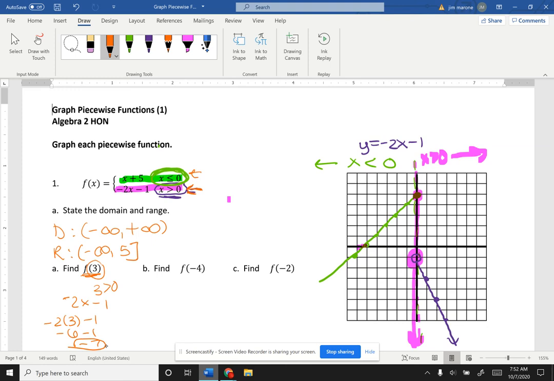The next one, f of negative 4 is less than or equal to 0, so I use the first function, x plus 5, because we're using it when x is less than or equal to 0. So I substitute negative 4 in for x, so I get negative 4 plus 5, which is 1. F of negative 2 is less than or equal to 0, so we use the first one, which is x plus 5, so it's negative 2 plus 5, which is 3.